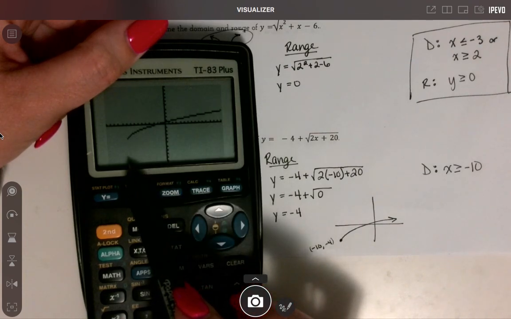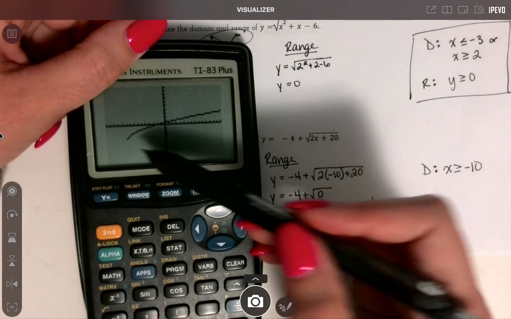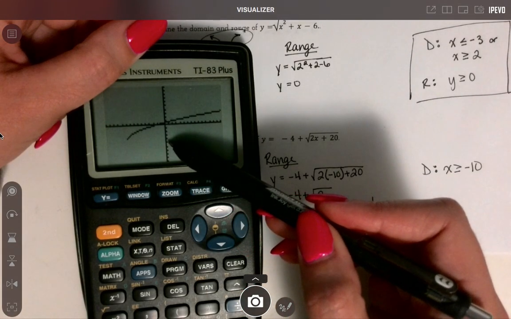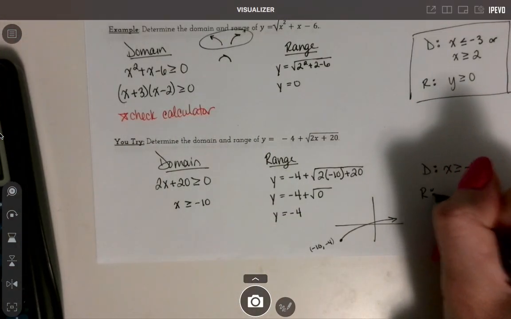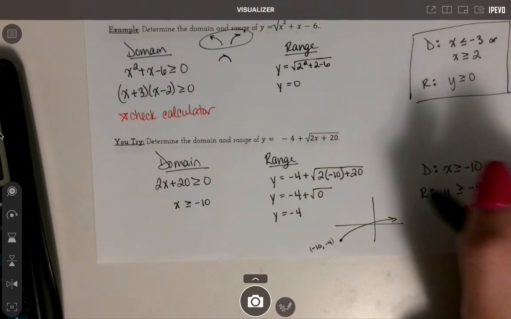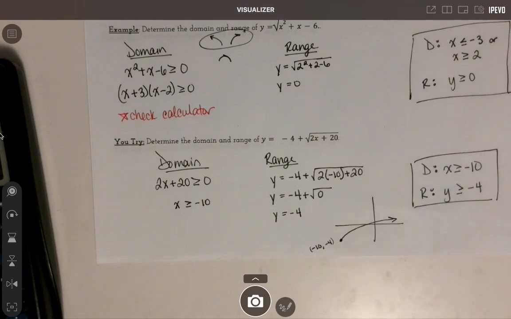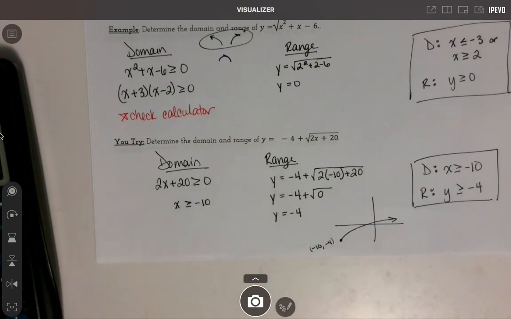So x is greater than or equal to that x value. And for my range, it's going up, so it is greater than or equal to that y value, which should be that -4. So I can see my range is y is greater than or equal to -4. So you can always double check it in your calculator if you have access to it. If you don't have your calculator, we can do it by hand for our domain and range. I hope that helps.